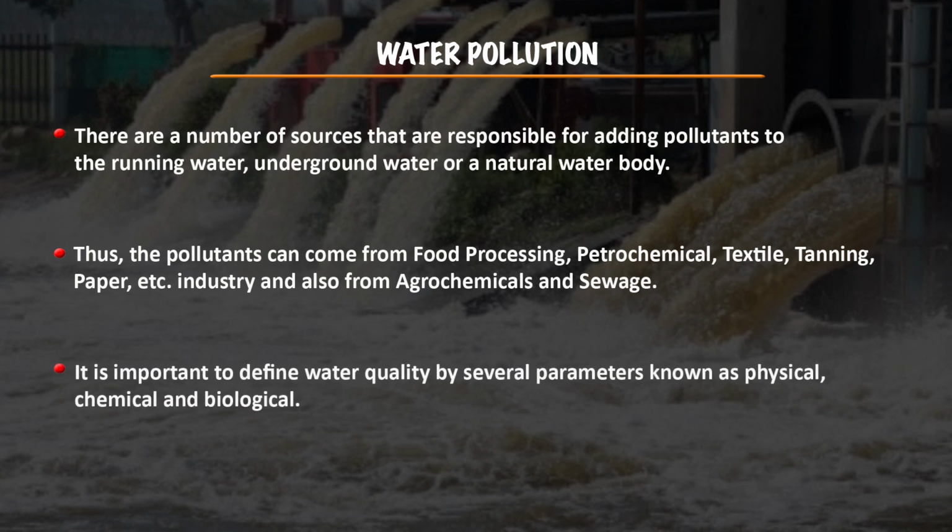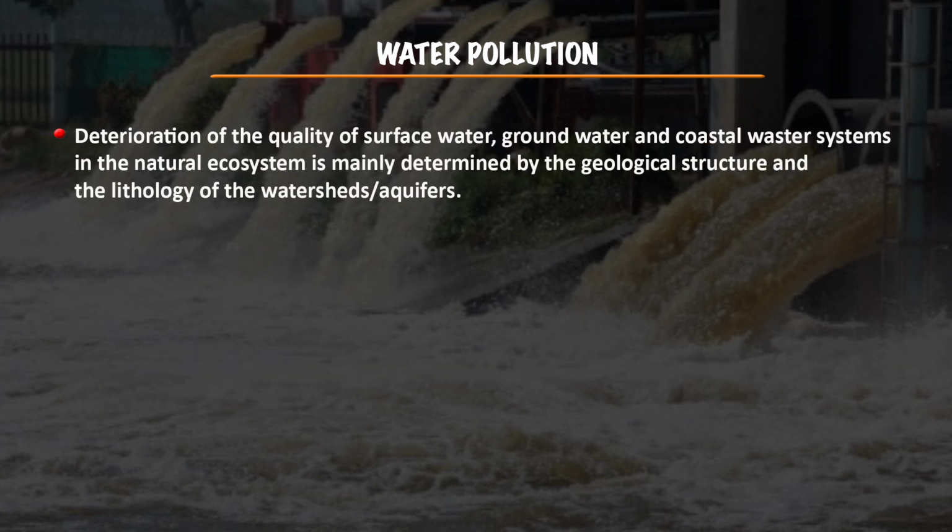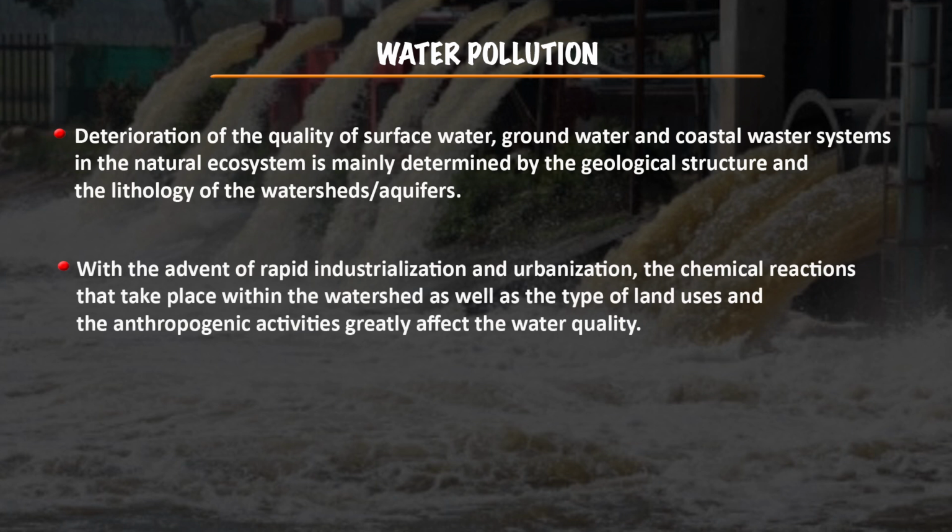So it is important to define the water quality by several parameters like physical, chemical and biological. The deterioration of the quality of surface water and groundwater, and also the coastal water systems in the natural ecosystem, is mainly based on the geological structure and the lithology of the watersheds or aquifers. With rapid industrialization as well as urbanization, the chemical reactions taking place within the watershed, the type of land uses and the anthropogenic activities greatly affect the water quality.